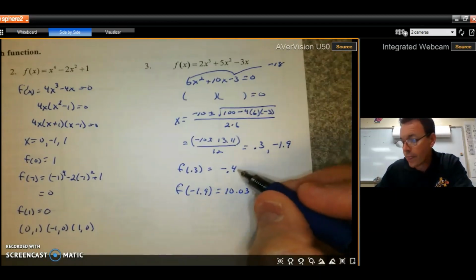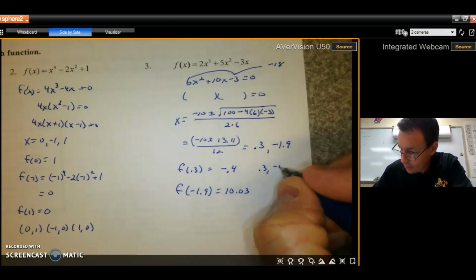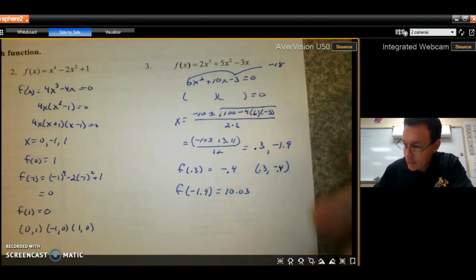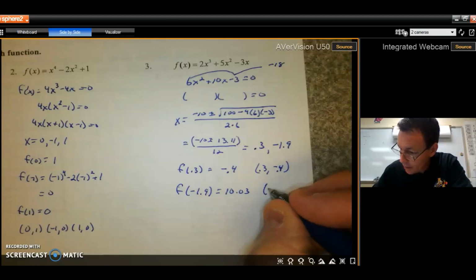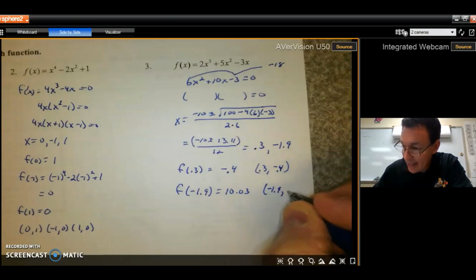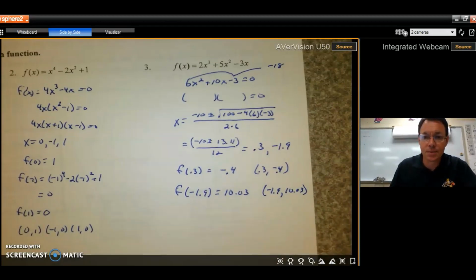Okay, so the point 0.3, negative 0.4 is going to be a local minimum because it's negative 0.4. And this point, negative 1.9, positive 10.03, will be one of our local maximums. Okay?